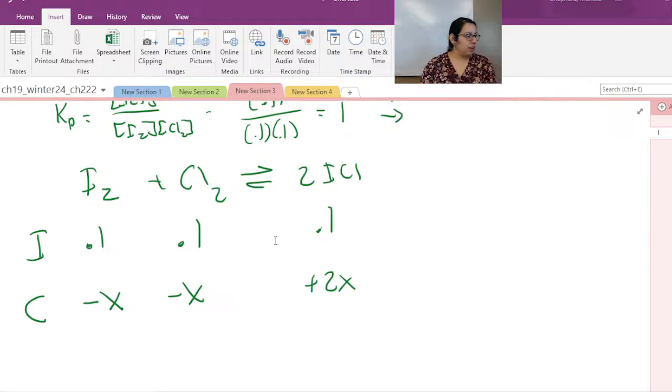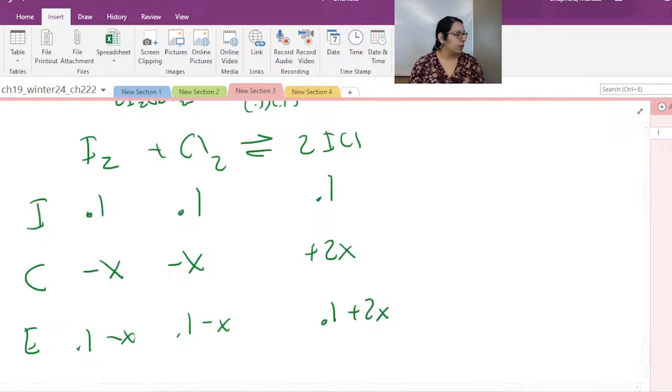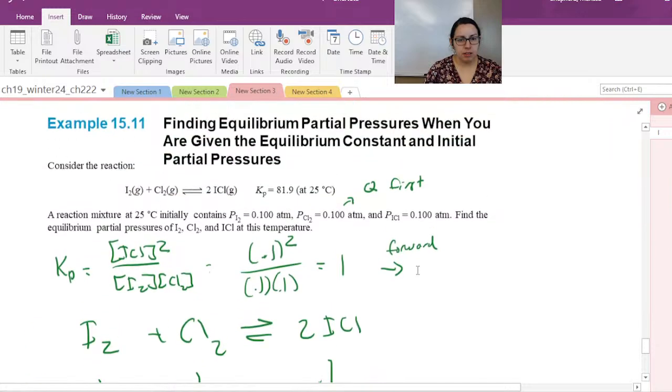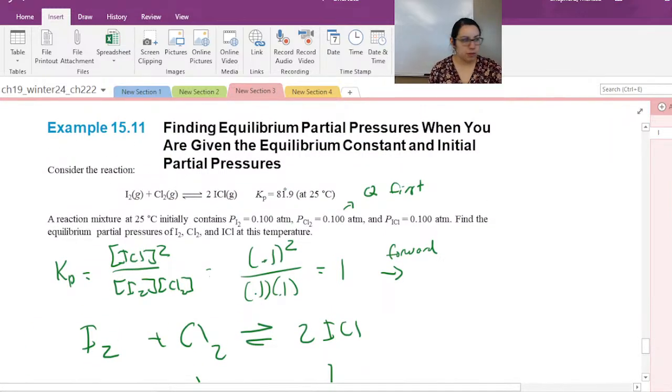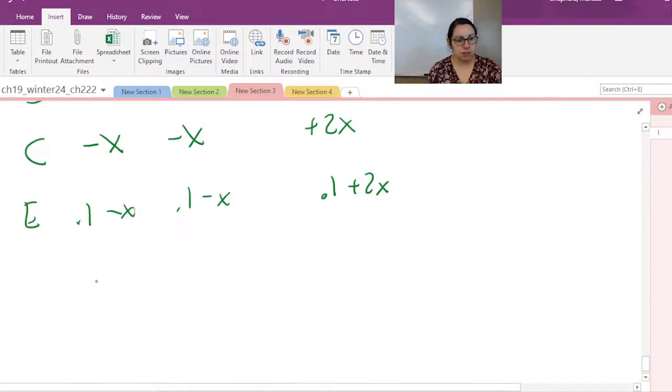Excellent. And now we can plug in our equilibrium, of course, solving for our change. So now, math time. Let's see, oh yeah, there's our Kp. So now we can plug this into our equilibrium expression, and I'll just rewrite it.